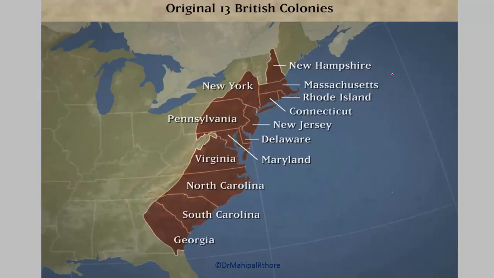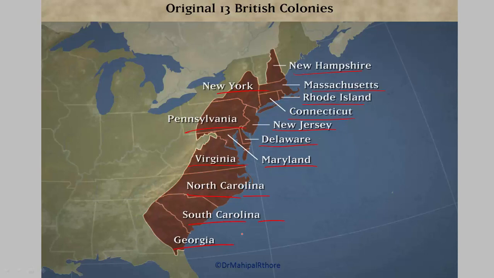Here is a detailed map of the 13 colonies. No need to remember the names, but they correspond to the modern states of roughly New Hampshire, New York, Massachusetts, Rhode Island, Connecticut, New Jersey, Pennsylvania, Delaware, Virginia, Maryland, North Carolina, South Carolina, and Georgia. So these are the 13 British colonies that were established from around 1607 to 1732.